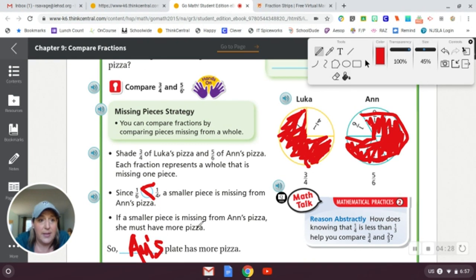plate has more pizza. Now, you could probably tell I even started to get myself confused in that wording there. A plate with more pizza, what was left. I wasn't sure if I was looking at what was left or what was still there. So always make sure you go back and read those words aloud. I always like to read them out loud so it helps me understand and maybe talk to somebody else about them.